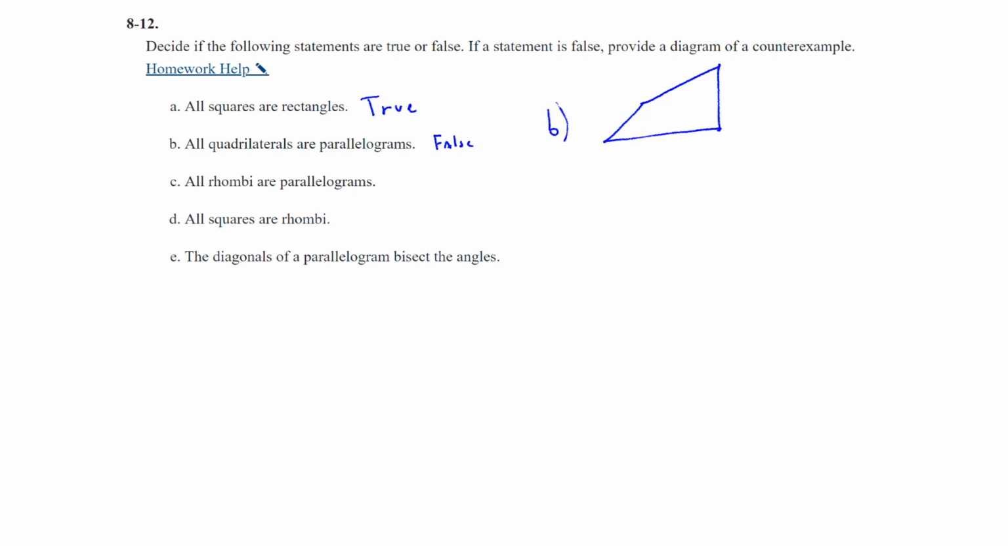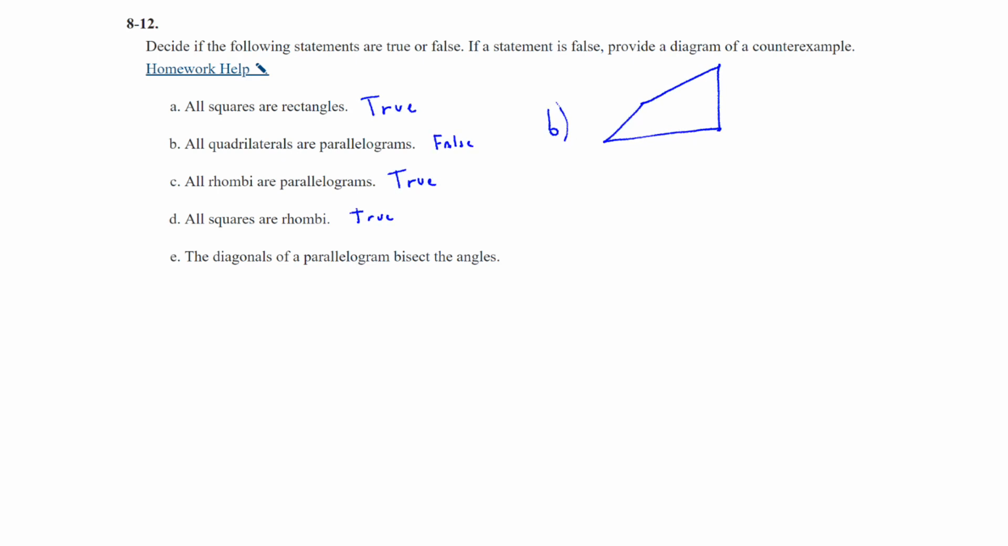Part C, all rhombi are parallelograms, and that is true. Once again, with a rhombus, the big thing is that all 4 sides are equal, similar to a square and a rectangle. So yes, that is true. It does hold all the properties of a parallelogram as well. All squares are rhombi. Once again, yeah, the most specific thing that you can have is a square. So not only is it a rhombus, but it's also a rectangle and a parallelogram. So yes, it's just that, once again, the square has the right angles where a rhombus doesn't.